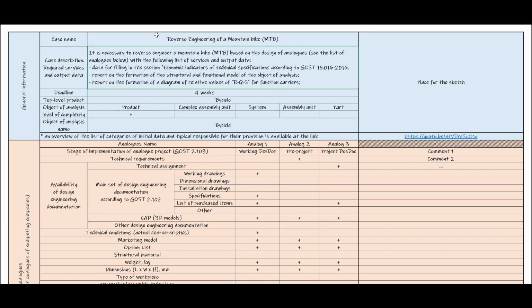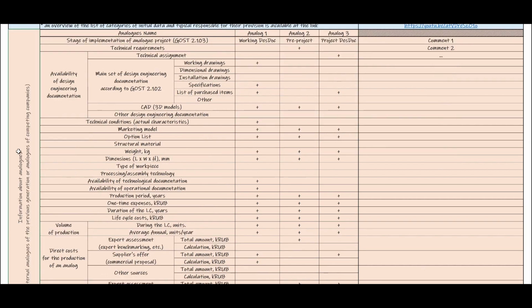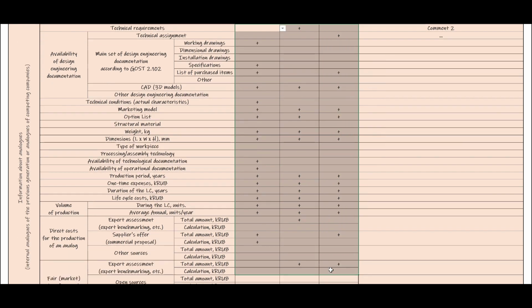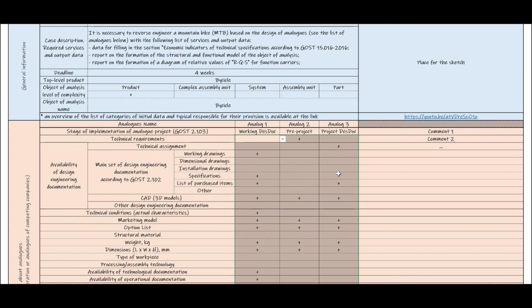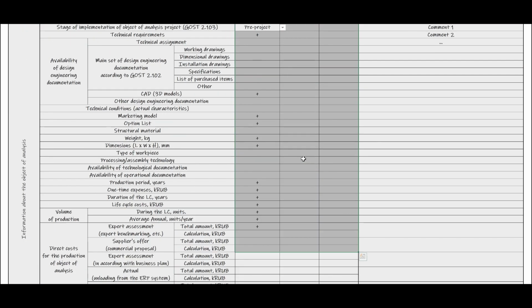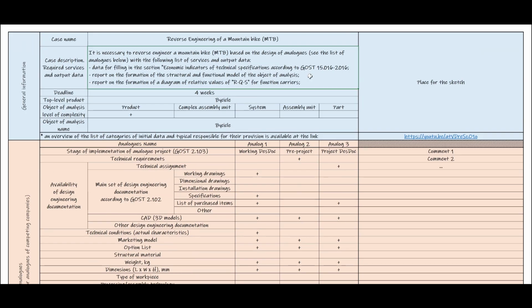then fills in the case description field in the general information block with the necessary output data, then fills the fields information about analysis and information about the object of analysis with numerical and textual data, and provides the analyst with access to process information required for the analysis. In the level of complexity of object of analysis field, we designate a conditional category of the level of complexity of the object of analysis in the design structure of upper level product.